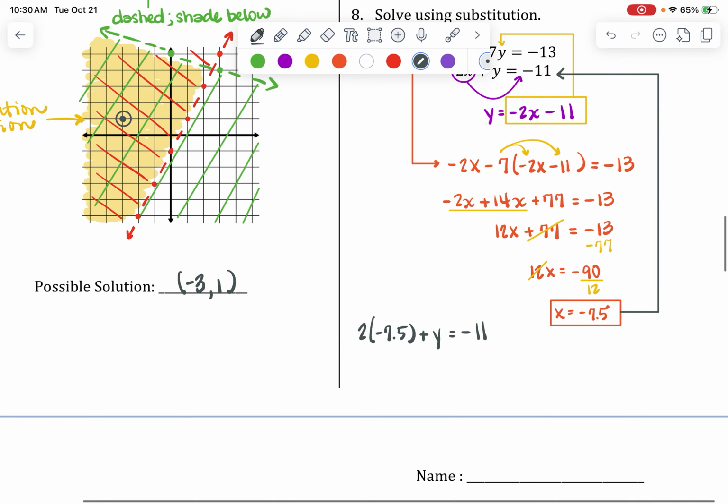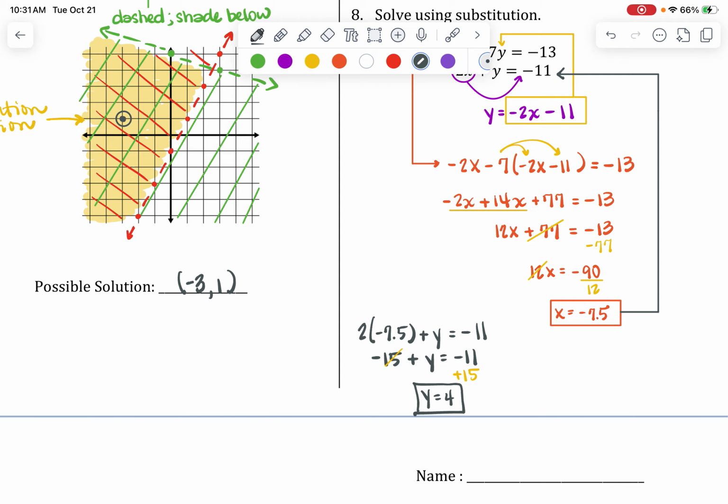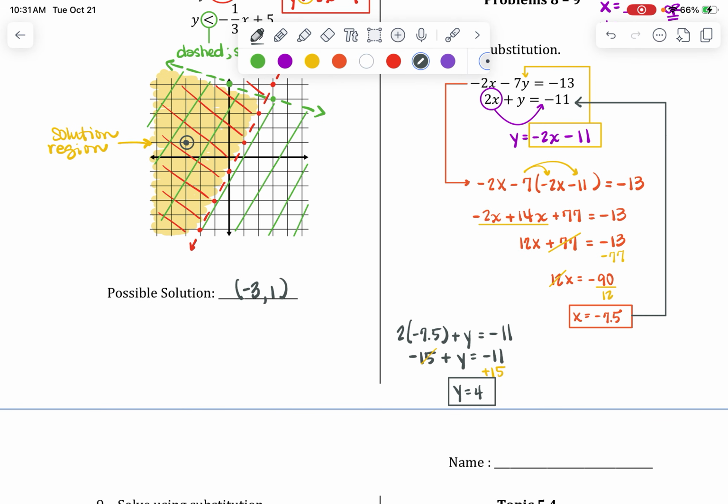All right, well, 2 times -7.5, that's -15. And so then the only thing I would need to do to solve for y is just add the 15 to the other side. And that gives me y equals 4. All right, so I'm banking on the fact that my answer is -7.5, 4. But you know what I'm going to do? I'm going to check that answer.